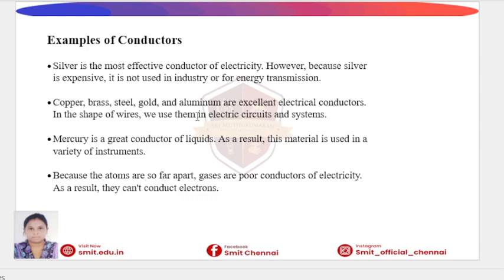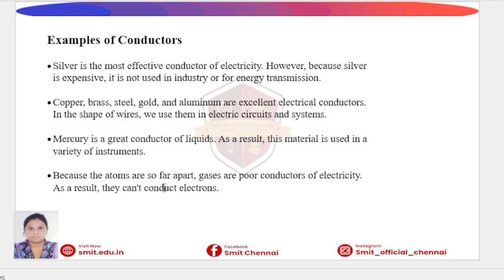And then mercury is a great liquid conductor. As a result, this material is used in a variety of instruments. Because the atoms are so far apart, gases are poor conductors of electricity. As a result, they can't conduct electrons.